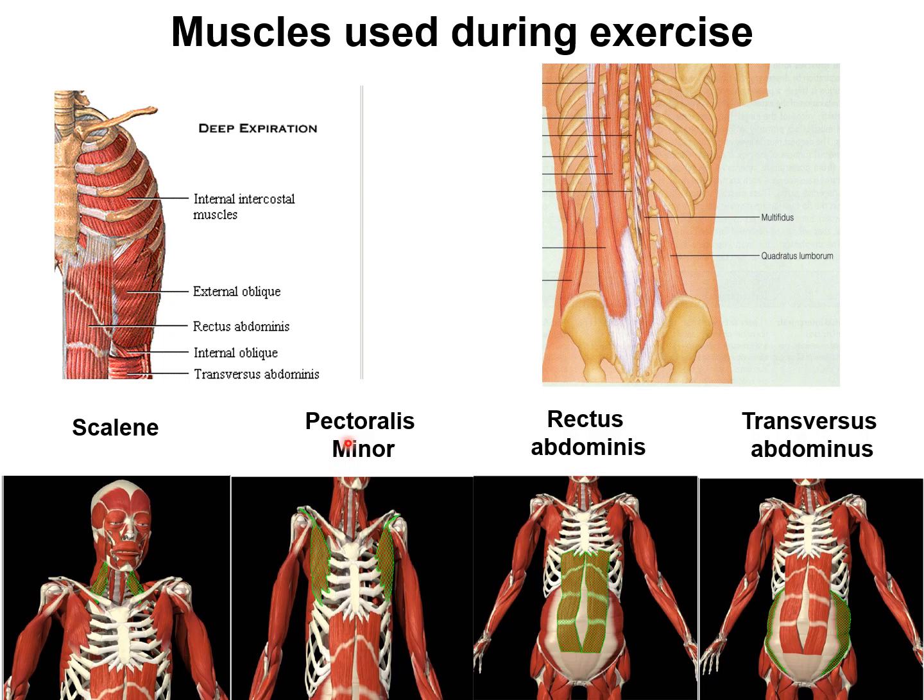We also get contraction of the pectoralis minor muscles, and these link ribs 3 to 5 with the scapula, and they help to pull the mid part of the chest up and out. And then we also get further contraction of the rectus abdominis and the transverse abdominis muscles.